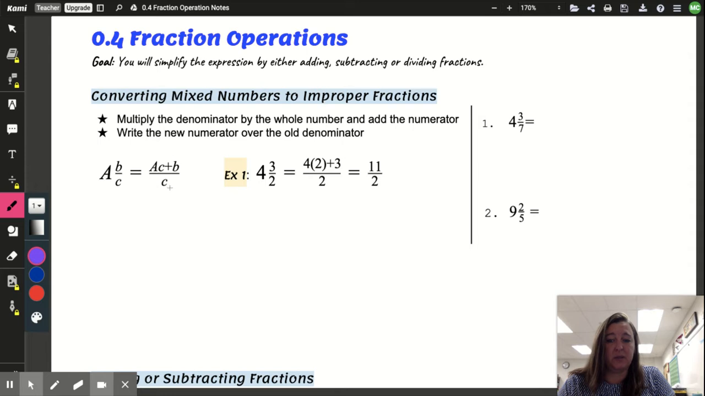So that's what this says over here. This is denominator times the whole number, and then add the numerator. Denominator stays the same. So I'm going to go ahead and do this with 4 3/2. I'm going to show you the process. It's all done there for you, but I'm going to write it out so that you can see it actually happening. So we take the denominator and multiply it times the numerator.